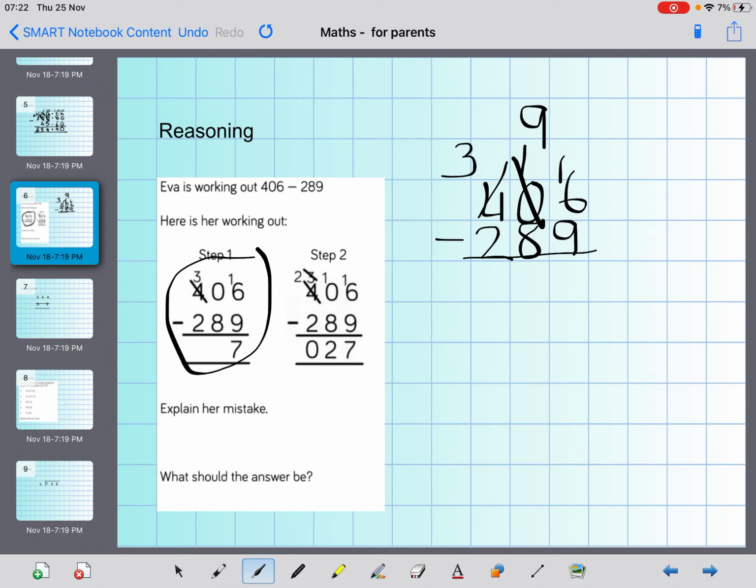altogether different answer. We would do 16 take away 9, which gives me 7. 9 take away 8, which gives me 1. And 2 take away 3, which gives me 1. So in fact, the answer is 117, not 27.